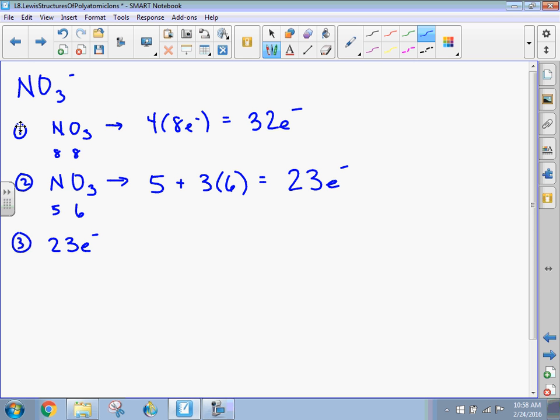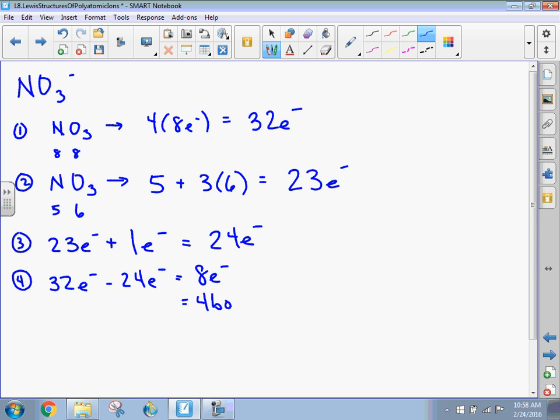Because it's a -1 charge, it means there's been an electron added to this polyatomic ion. Gives us a total of 24 electrons. Let's figure out how many bonding electrons we have. So we're going to go 32 electrons minus 24 electrons gives us 8 electrons, which gives us 4 bonds around the nitrogen in this case.